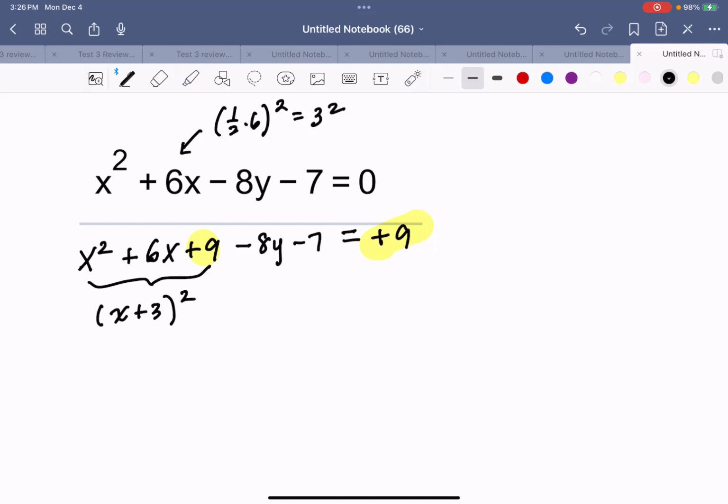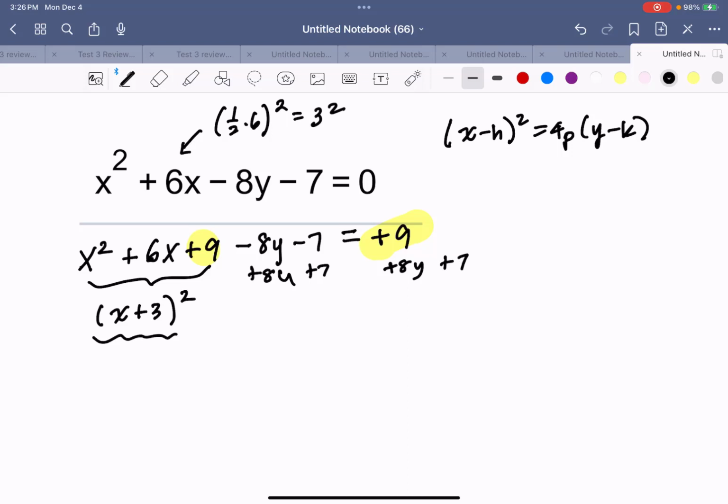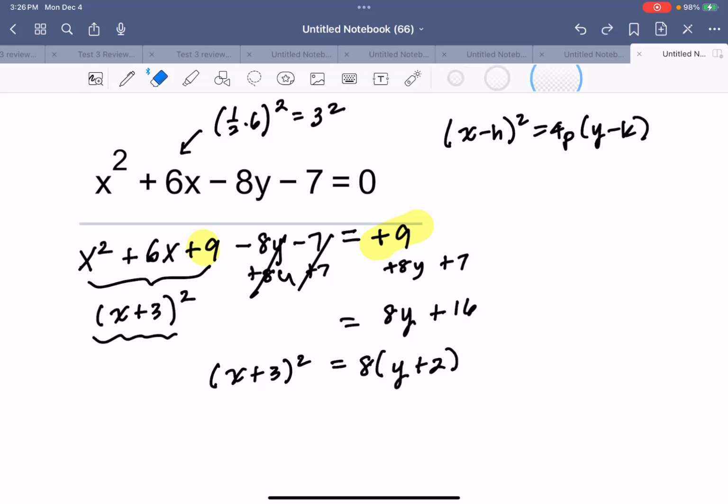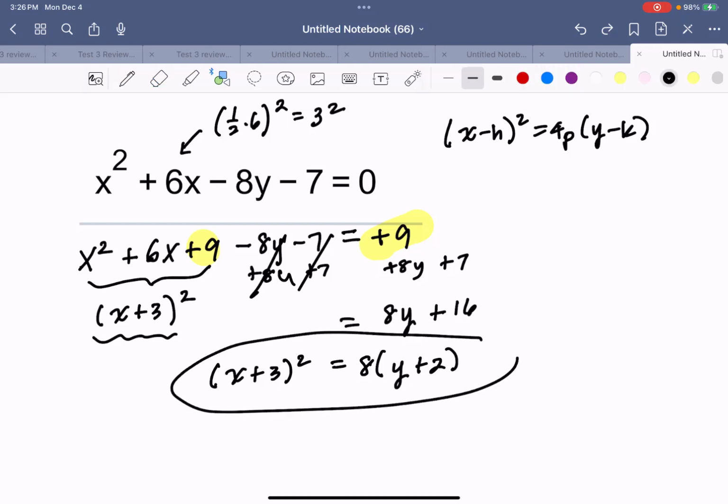And now in the format, it's x minus h squared equals 4p times y minus k. So I need my y's and my numbers on the other side. I need just this square on the left-hand side. So I need to add the 8y to both sides. I need to add a 7 to both sides, and that will give me 8y plus 16. And then I'll bring down my x plus 3 squared. I'll factor out the 8. That'll be a y plus 2. And now I'm in the proper format. So that's the equation of my parabola.